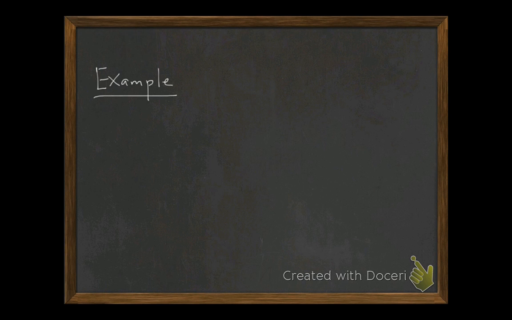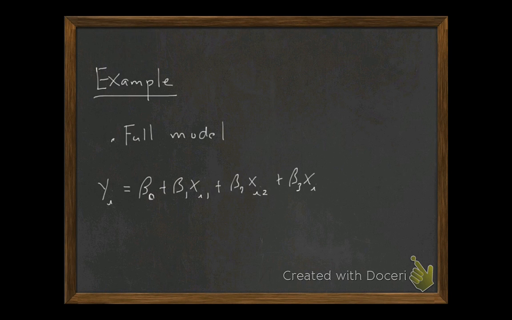But let's look at a model. Let's say we're investigating a full model of y sub i equals beta 0 plus beta 1 x i1 plus beta 2 x i2 plus beta 3 x i3 plus beta 4 x i4. How far do you want to go? Well, since we're running out of space, let's say the full model has 5 predictors: beta 1, beta 2, beta 3, up to beta 5.